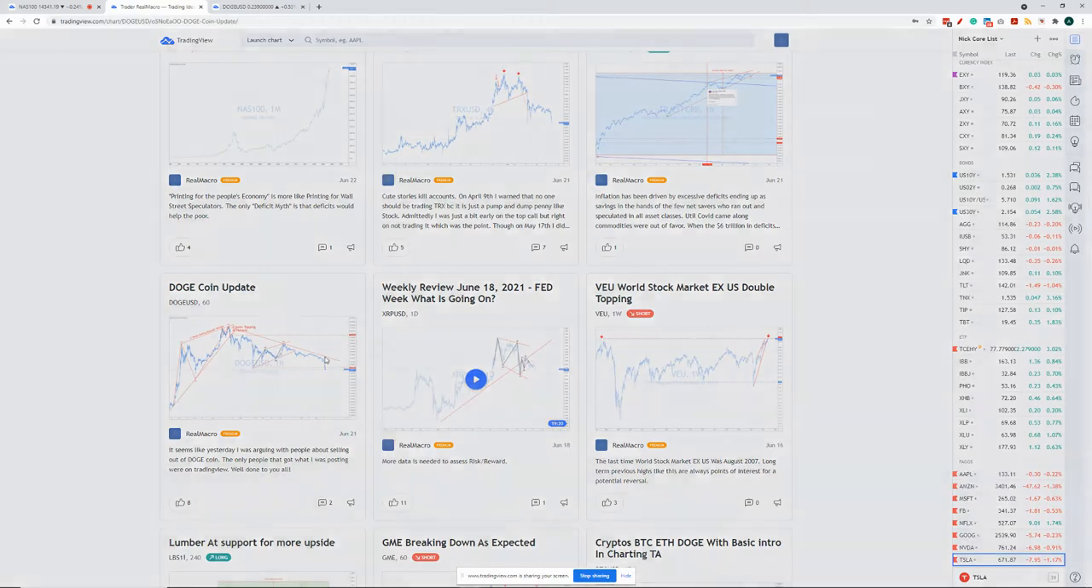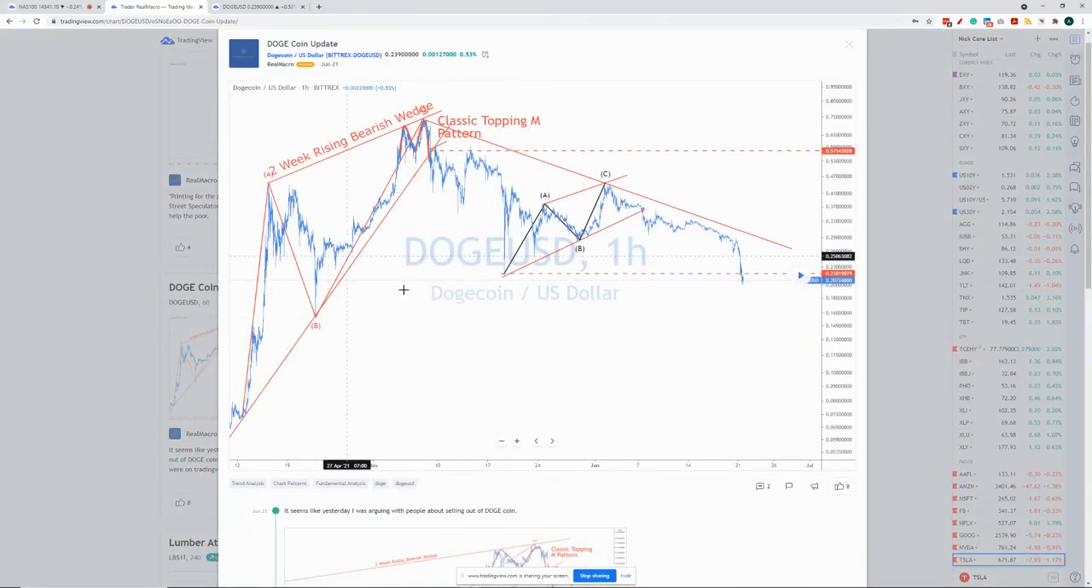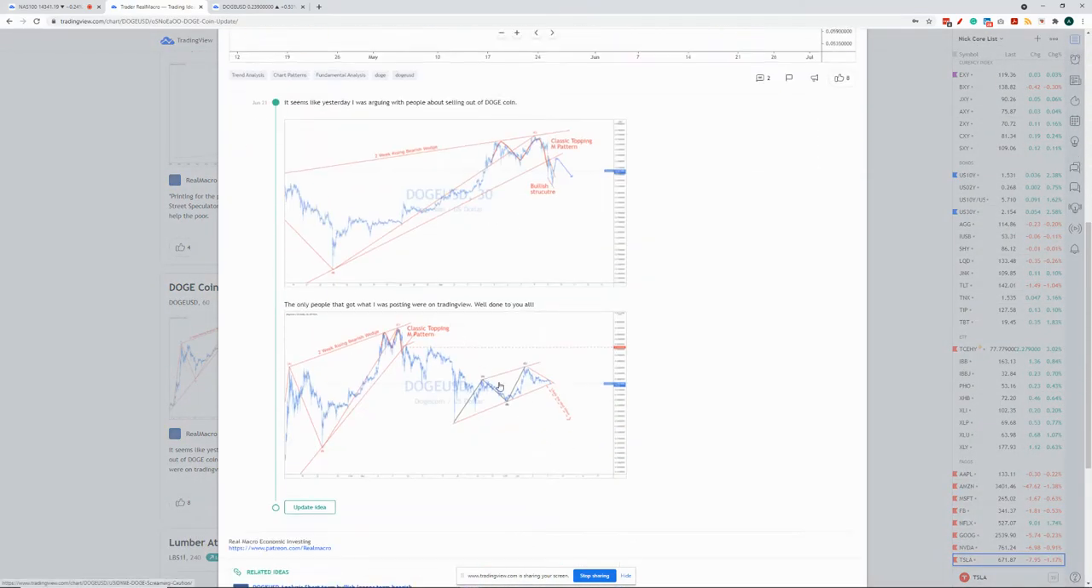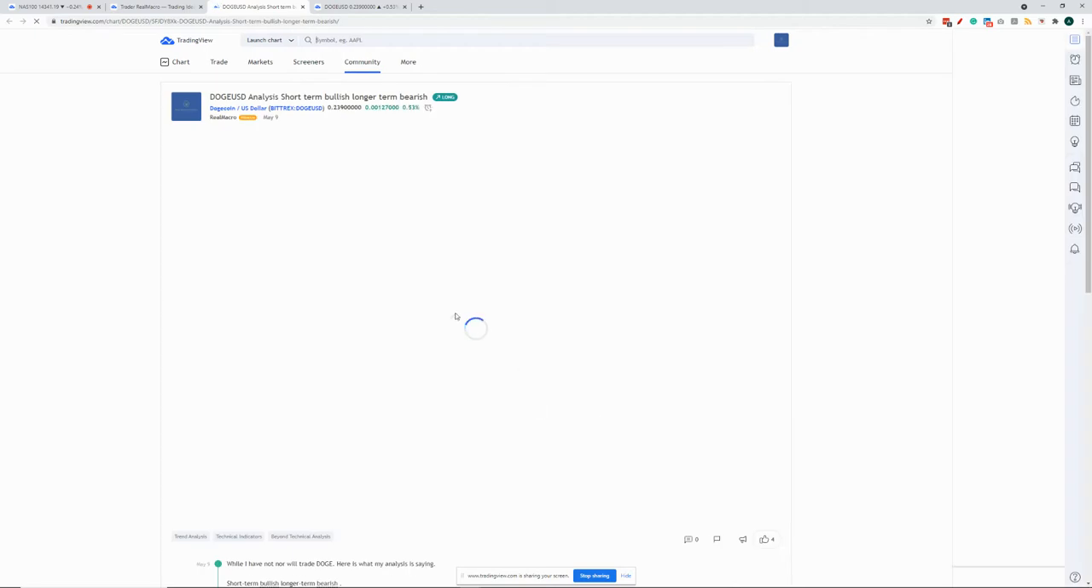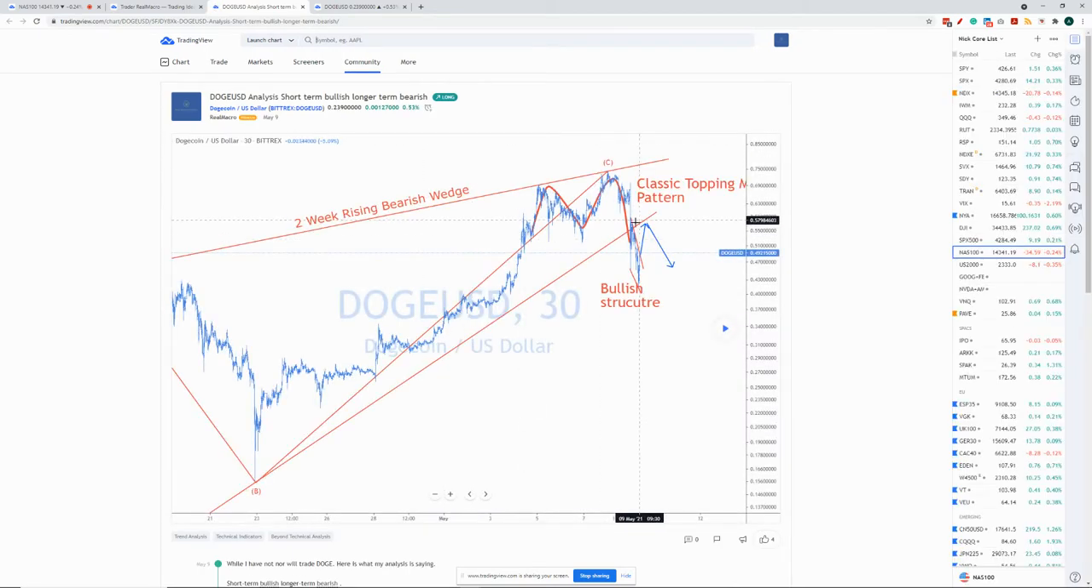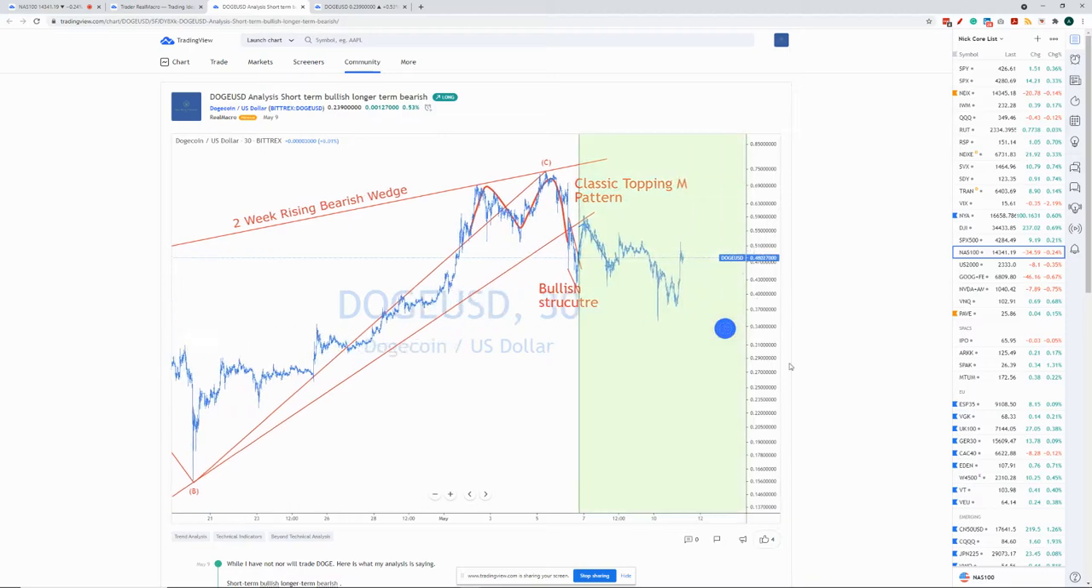Let's go back in time. We'll talk about Dogecoin. I don't recommend anybody trade this, but I do want to take you back in time for the charting purposes of it all. Back on May 9th, I said, look, this is a topping M pattern. Classic. Sure enough, it dropped. And then I said, I'm short-term bullish and long-term bearish. And sure enough, that's exactly what happened, right?